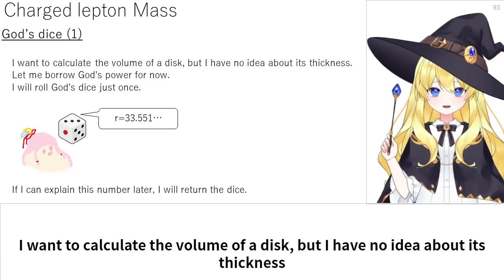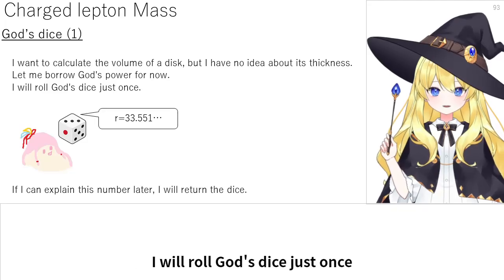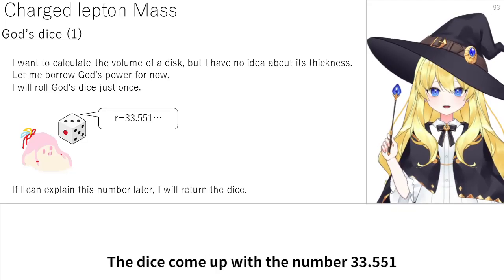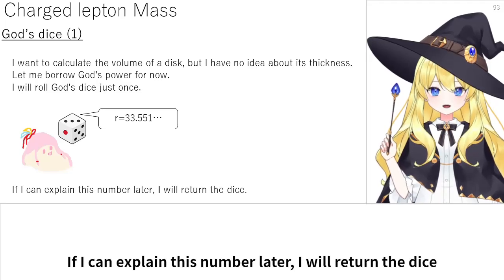I want to calculate the volume of a disk, but I have no idea about its thickness. Let me borrow God's power for now. I will roll God's dice just once. The dice come up with the number 33.551. I will use this as the radius r. If I can explain this number later, I will return the dice.